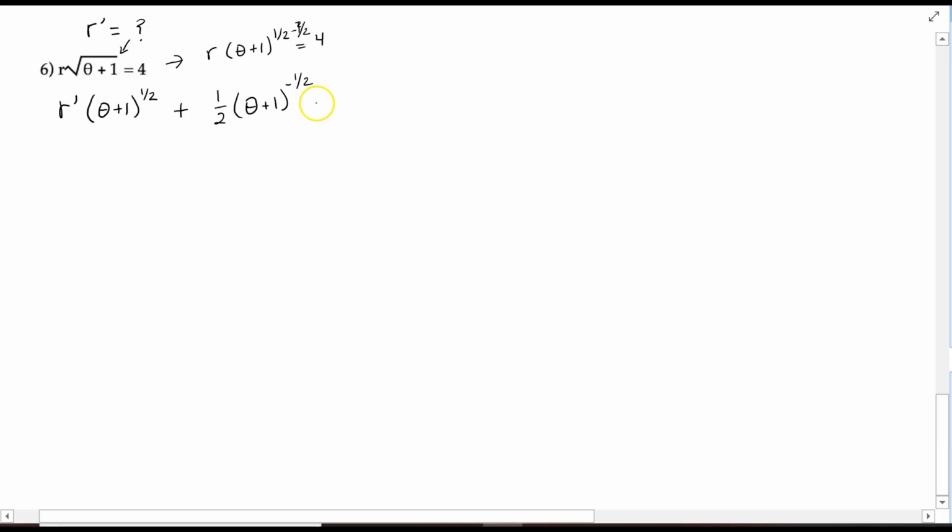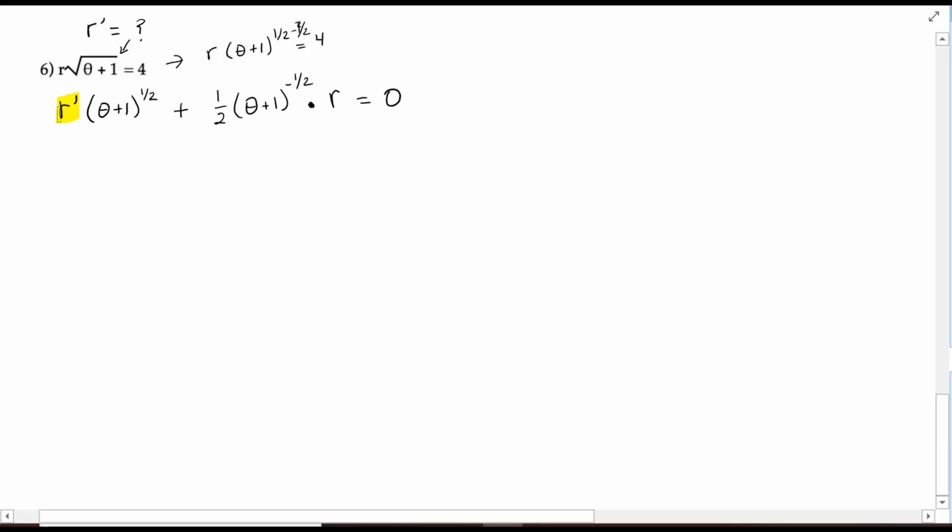All right. And then we multiply by the variable that was sitting in the front, r. Okay. We're good there. Now we're left with the derivative of 4 with respect to r prime or theta. It doesn't matter. It's still 0 because it's a constant. Now our job is to isolate this r prime. And that's easily done here.